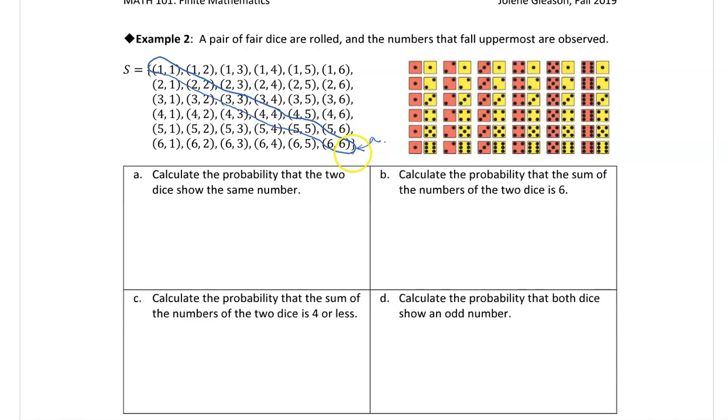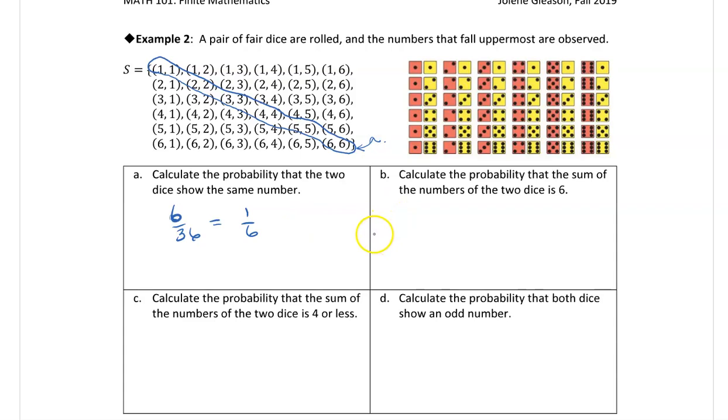Out of how many possible outcomes? Well, we've got a table here that's 6 by 6, so that's 36 possible outcomes, and they're all equally likely. That's important. The total number of outcomes is 36. Each one of these outcomes has a probability of 1/36. So we could just add up 1/36 six times. There's 6 of them, so it's 6 out of 36, which we can reduce to 1/6. So the probability that the two dice show the same number is 1/6.